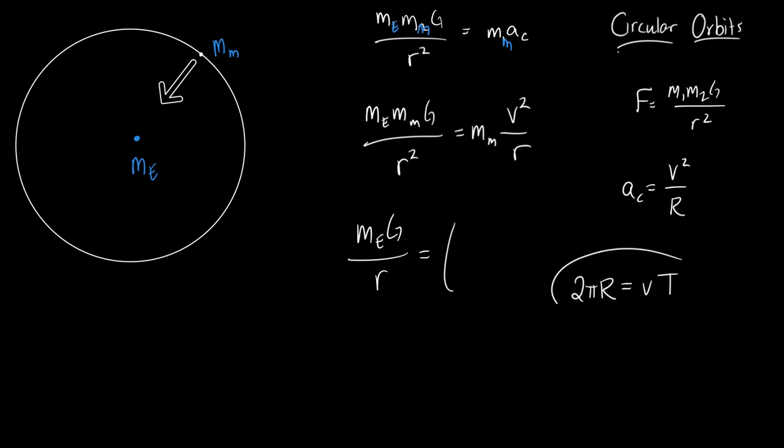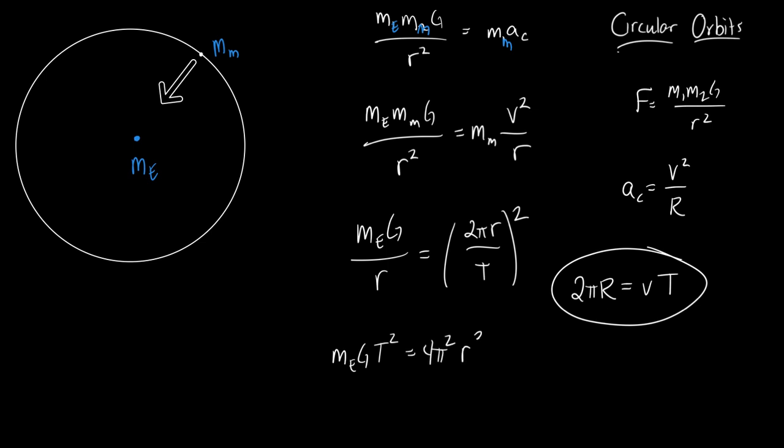And for v, I'm going to put in 2 pi R over T squared. All right, canceled out the one R, put in the expression for the velocity. I can square this and cross multiply. And when I do, I'll get mG T squared equals 4 pi squared R cubed. This is one of Kepler's 3 laws. It's a result of Newton's laws.